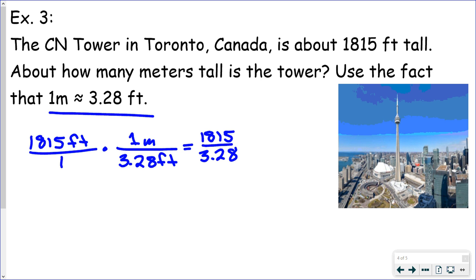Let me put that in my calculator, 1815 divided by 3.28. And I got a long decimal. I'm going to round it to the nearest tenth. And so rounded to the nearest tenth, it would be 553.4 meters.